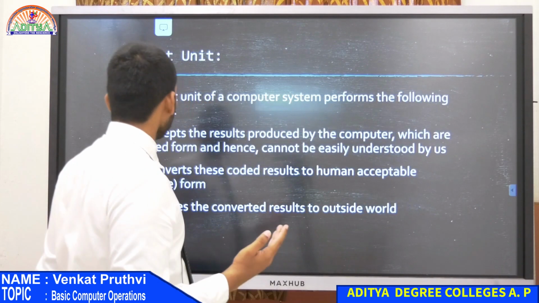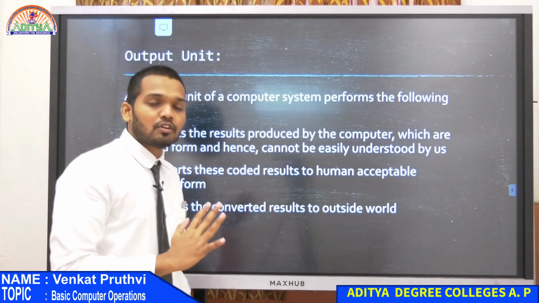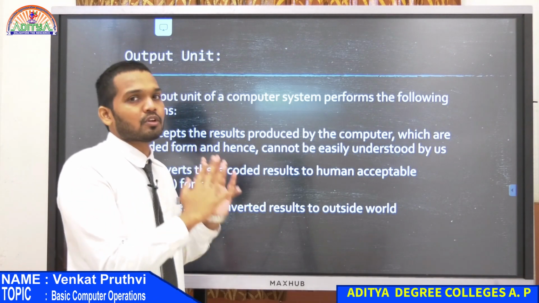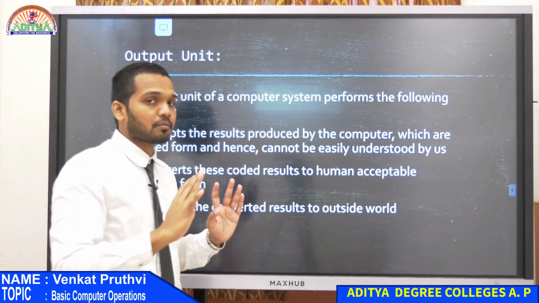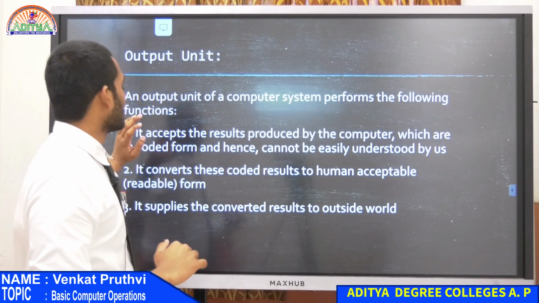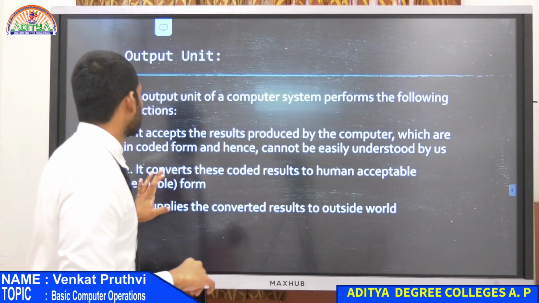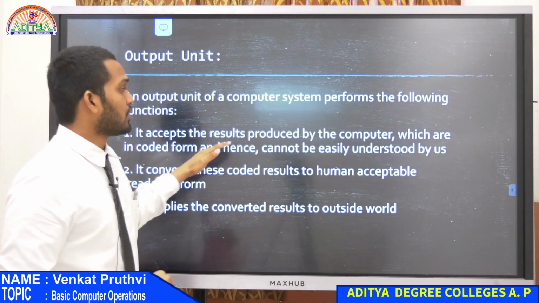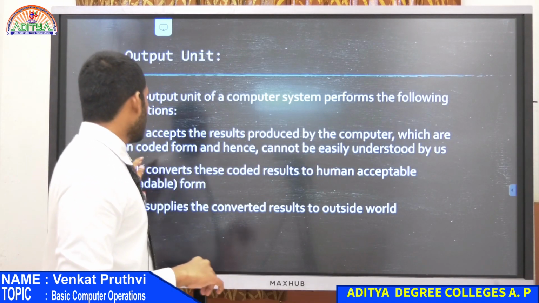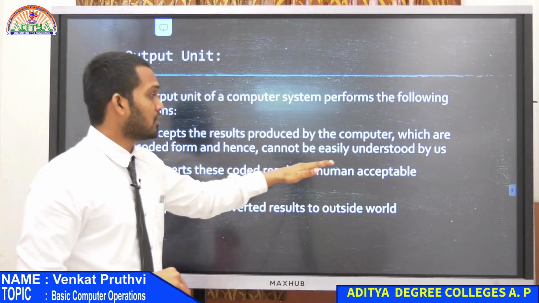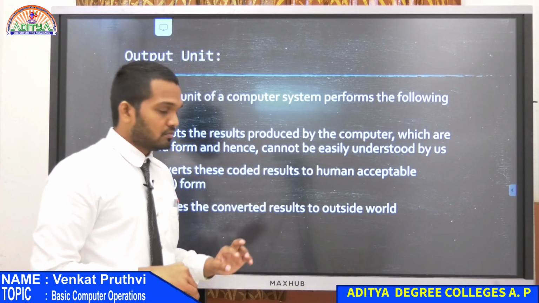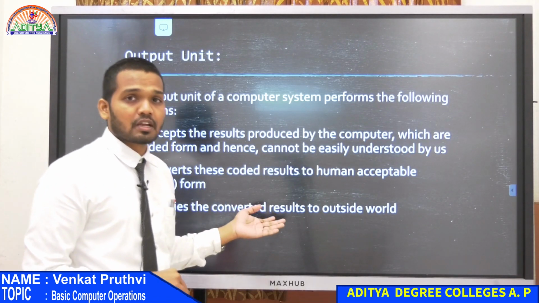Now we understood what an input unit actually does in the block diagram. Next we will see what an output unit is. An output unit of a computer system performs the following functions. It accepts the results produced by the computer, which are in coded form and hence cannot be easily understood by us. That is what we were discussing, right?